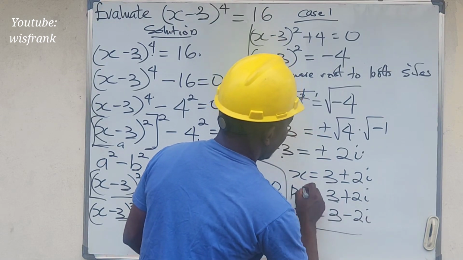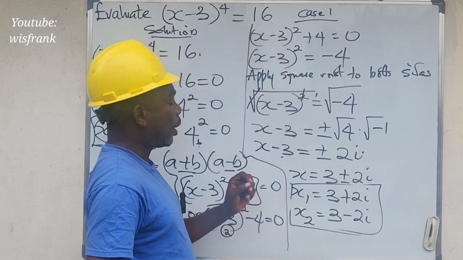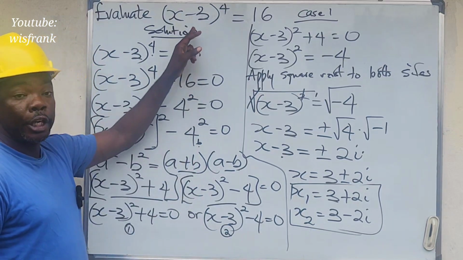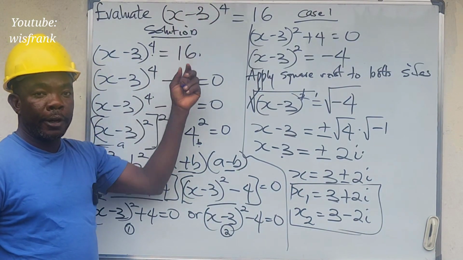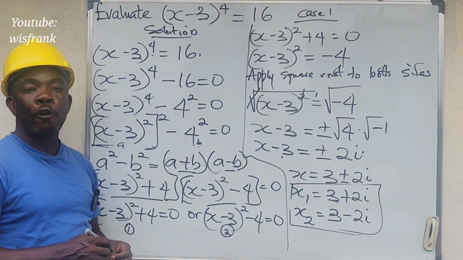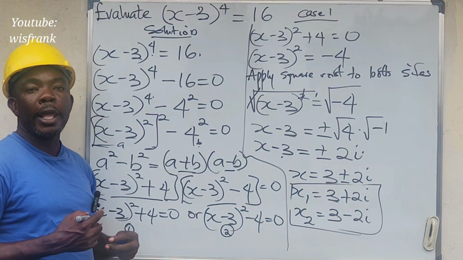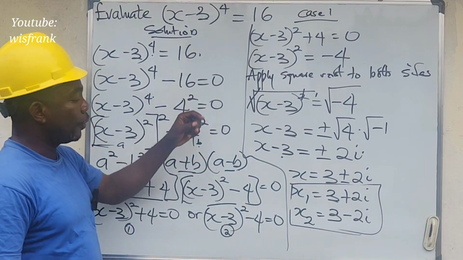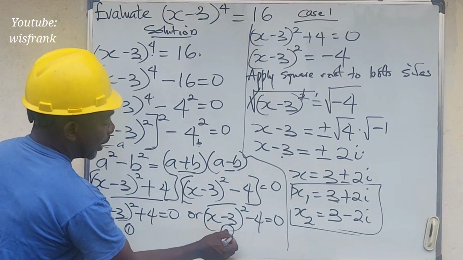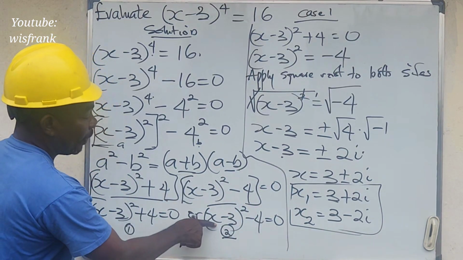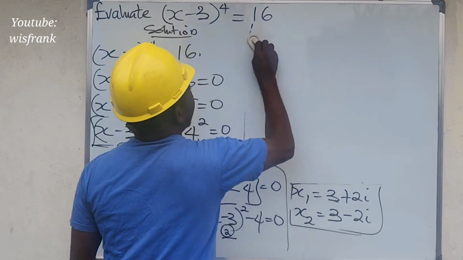So this is the value of x1 and x2 that we have. You can see that from the question here, we have this parenthesis to the power of 4. That means the solution is going to be 4 solutions, x1, x2, x3, and x4. So from case 1, we have x1 and x2. Then we are going to look at case 2, where we have this. So in so doing, we need to clean this.